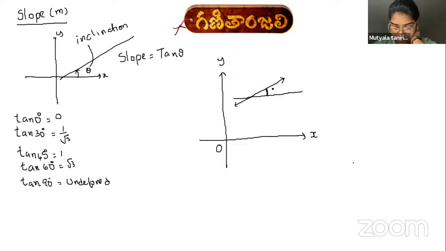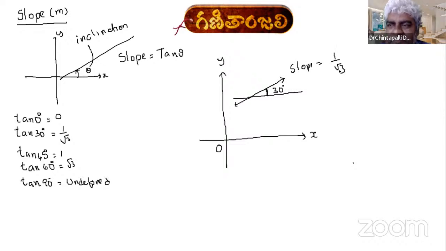For example, if it is 30 degrees, angle 30 degrees is made by this given line with a line parallel to the x-axis. Of course, it is not the angle made by this line with the x-axis directly, but it is the same as the angle made by this line with the x-axis. So what is the slope of this line? Tan 30, which is 1 over root 3, right?